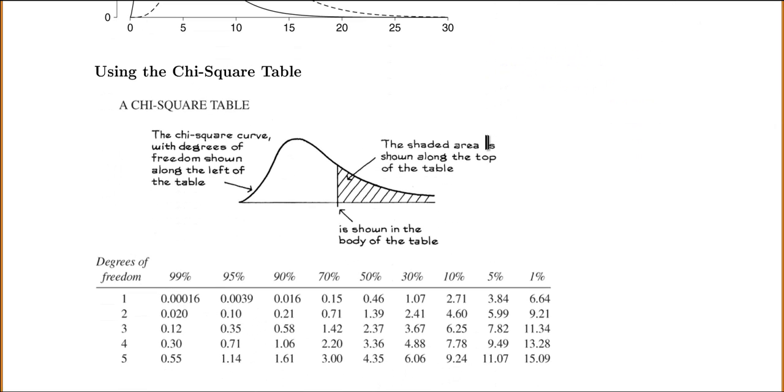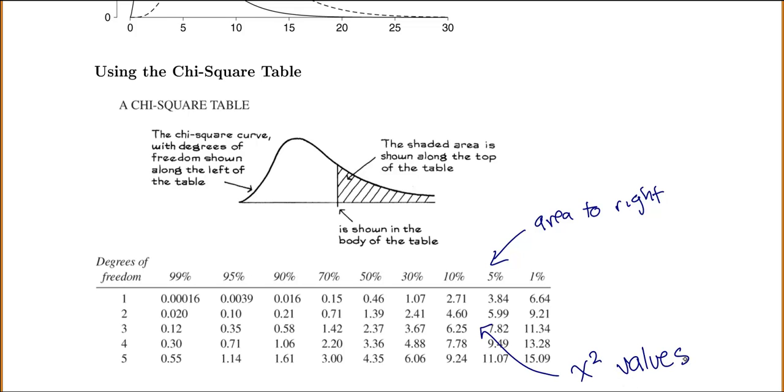So first, let's talk about how the chi-square table is set up. This is a picture of the chi-square table. The chi-squared curve is affected by degrees of freedom, just like the t-curve. So down this left side, we have the degrees of freedom. Across the top, we have the area to the right. So it will always be the area to the right. And inside the table are the chi-squared values. So once again, it's set up like the t-table.